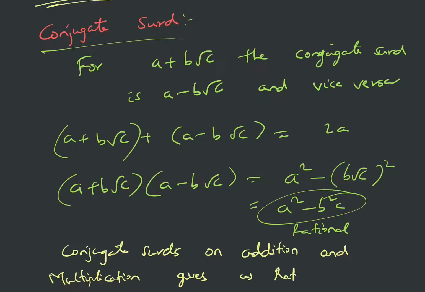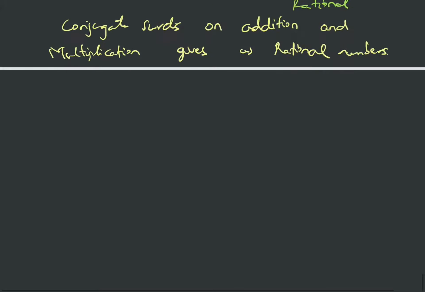Gives us rational numbers, right? So the conjugate surd of a plus b root c is a minus b root c, and similarly the conjugate of a minus b root c is a plus b root c. So now let us try to understand the process of rationalization, right?